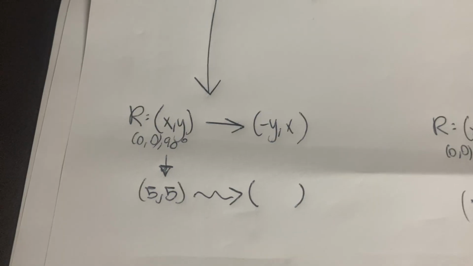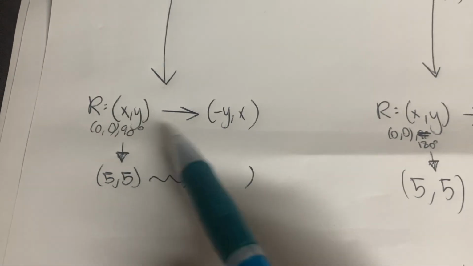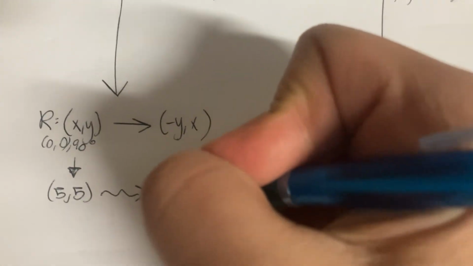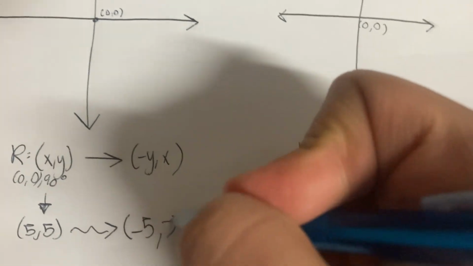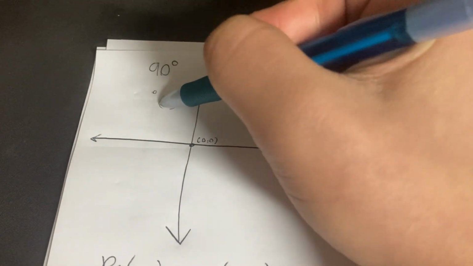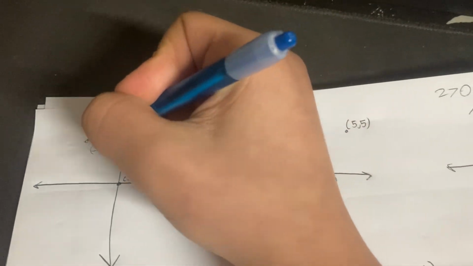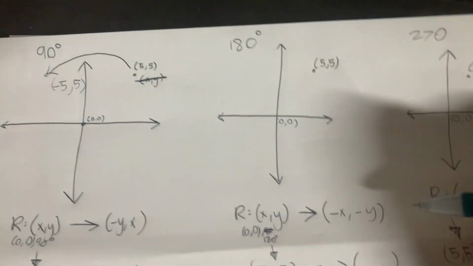When we rotate a point by 90 degrees, it turns from x, y to negative y, x. So for 5, 5, that would be negative 5, 5. And it would go from here to this. This is a 90-degree rotation.